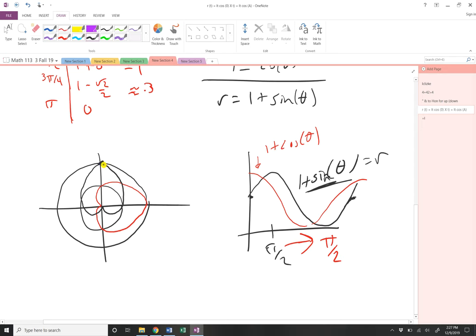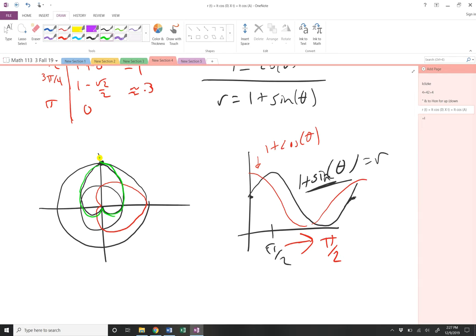And when is 1 plus sine of theta the smallest? Well, that's when sine of theta is minus 1, which is at 3 pi halves. And so it's going to be pointing the other direction. So that gets you... Here, let me trace that out with green. Okay.